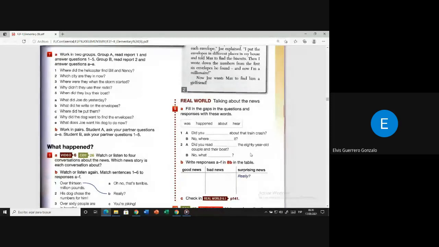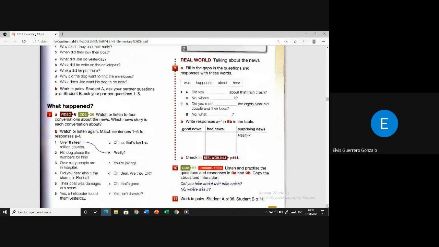Did you read about the 80-year-old couple on the boat? ¿Leíste sobre la pareja de 80 años y su bote? No. What happened? ¿Qué pasó? No, what happened?